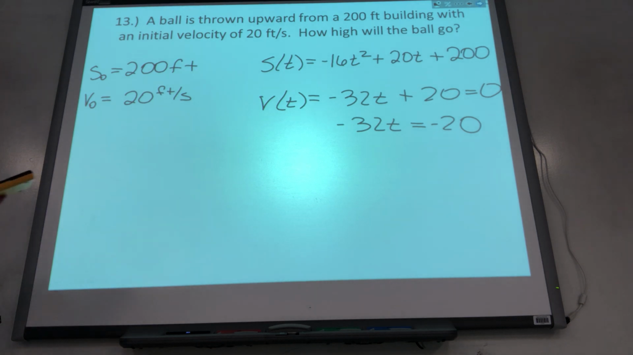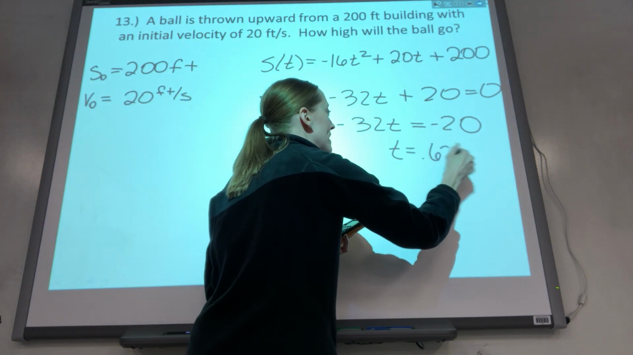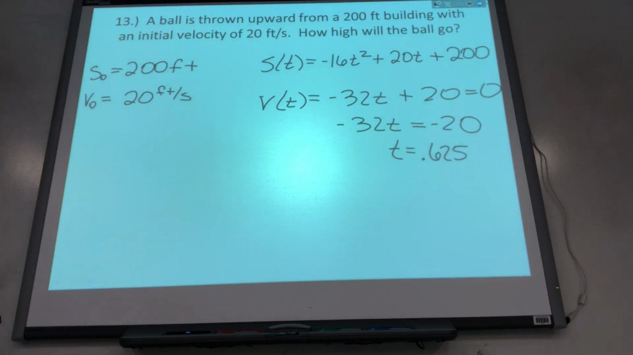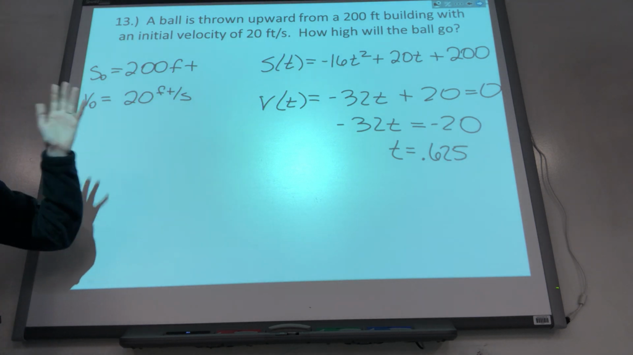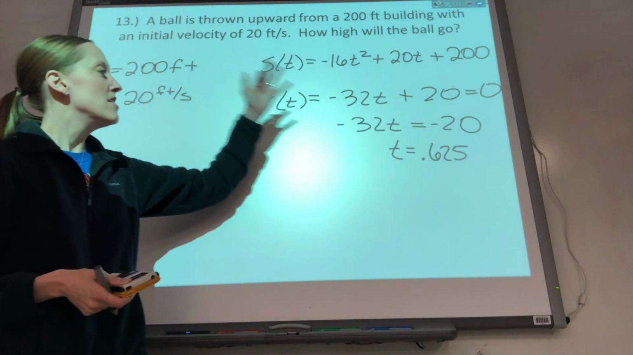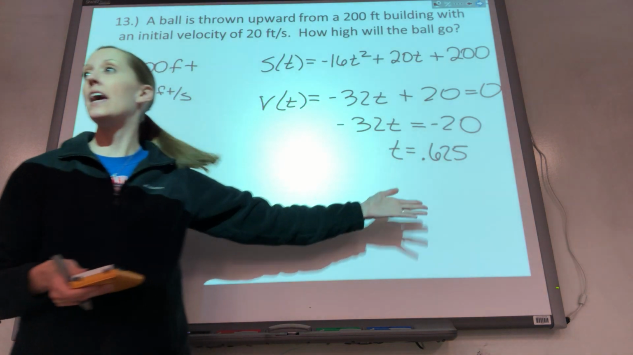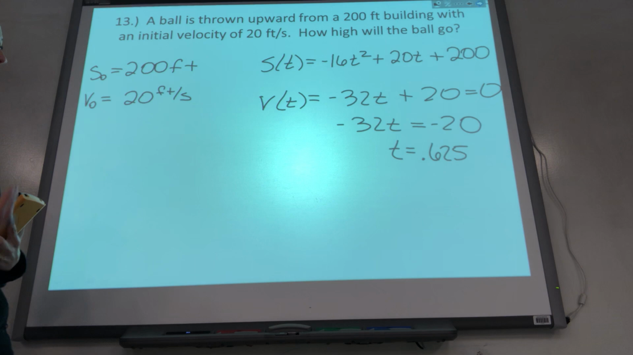Okie doke. Negative 20 divided by negative 32. I get back 0.625. Doesn't even take a full second to reach its maximum height. So that's not my answer, which actually, if you were doing the recommended review problems, this was like number 11, I think. But anyway, one of the questions with this problem in the review was how many seconds does it take? That would be your answer for that type of problem, whatever you get back for t.